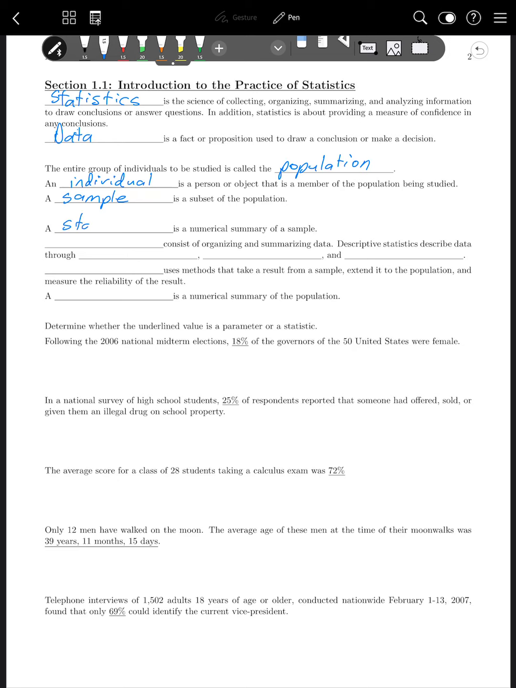A statistic is a numerical summary of a sample. Descriptive statistics consist of organizing and summarizing data. Descriptive statistics describe data through graphs, charts, and numerical summaries.